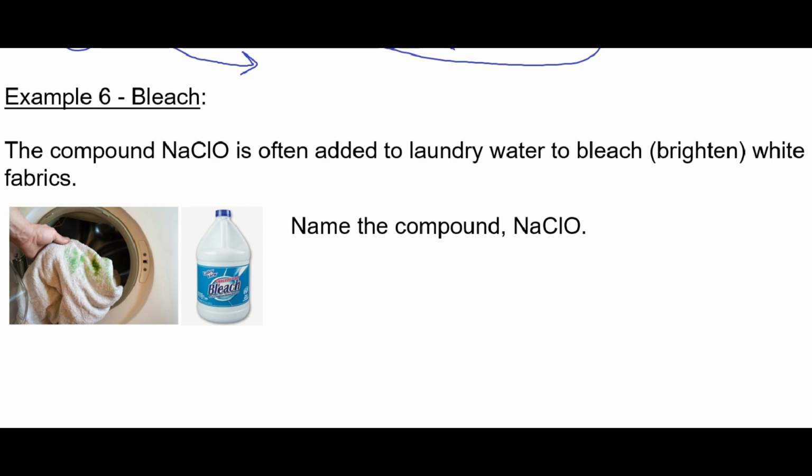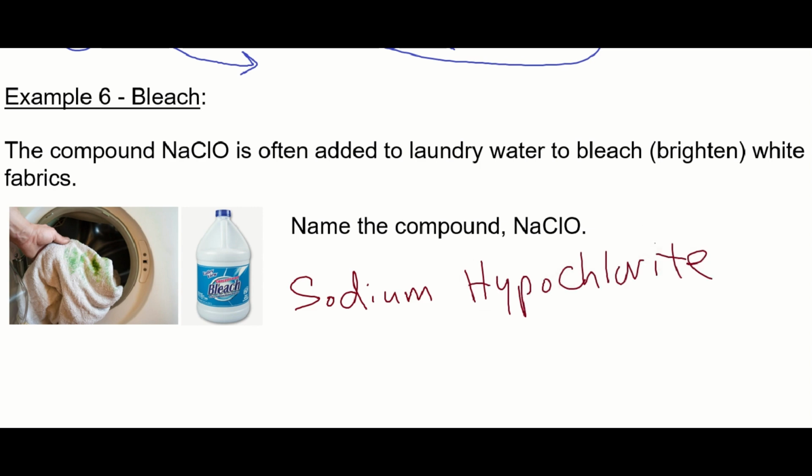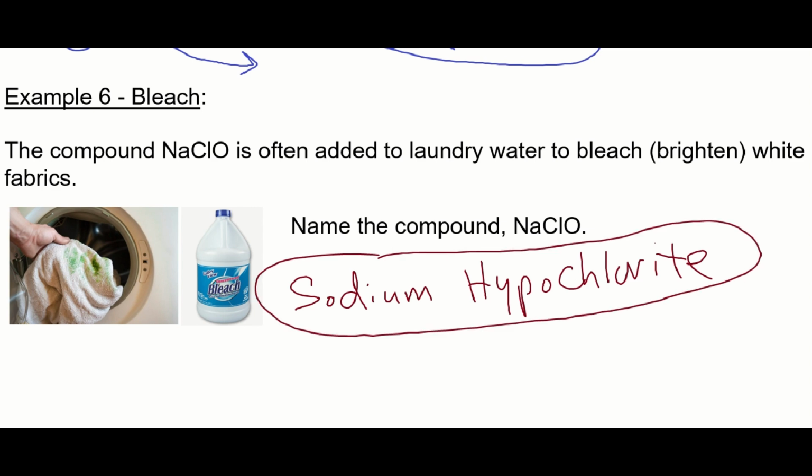Example 6, bleach. The compound NaClO is often added to bleach to brighten up the whites. So name the compound. Na is sodium. And all these halogens with oxygens, they're ClO3, they all have 1 negative charge, so it's kind of easier to remember. This is chlorate. If it's 2, it's chlorite. If you have 1 less than ite, you add hypo. Remember in biology, if you remember hypotonic and hypertonic, hypo means less concentration, if that helps. All right, anyway, this is the hypochlorite polyatomic ion, so sodium hypochlorite.